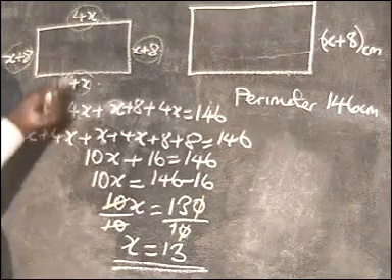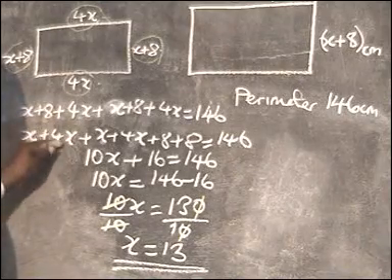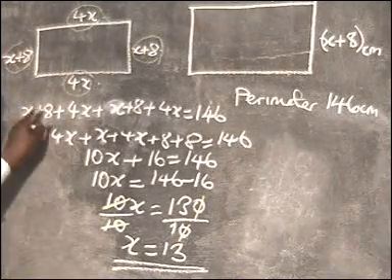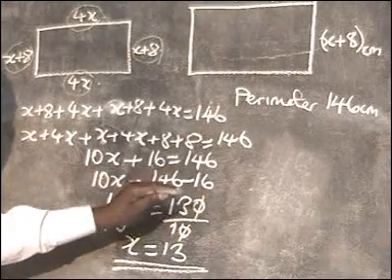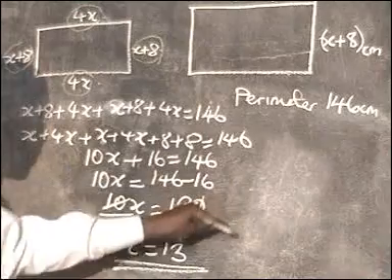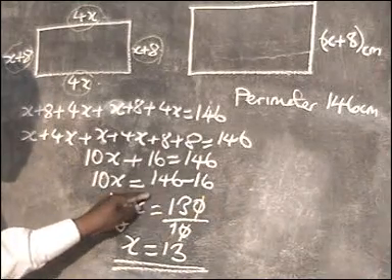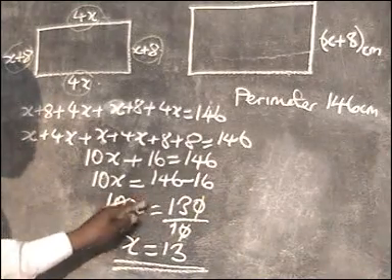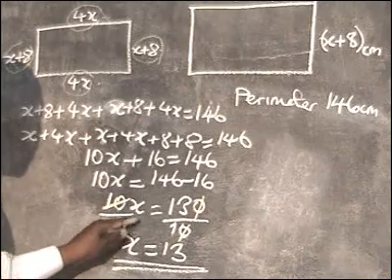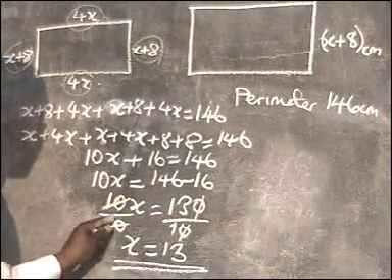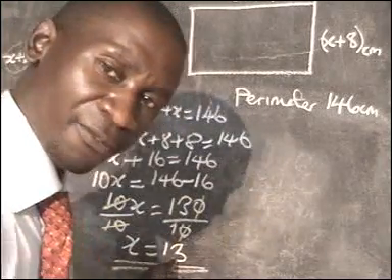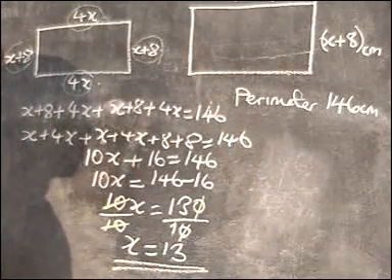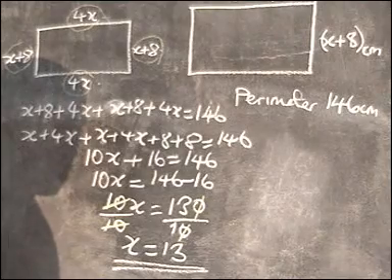Then, solving this and collecting the like terms, I added the x's: 10x plus 16 equals 146. Then 16 is subtracted from 146, and this reduces to 10x equals 130. Dividing by 10 on both sides, x becomes 13. That is how I found the value of x to be 13.